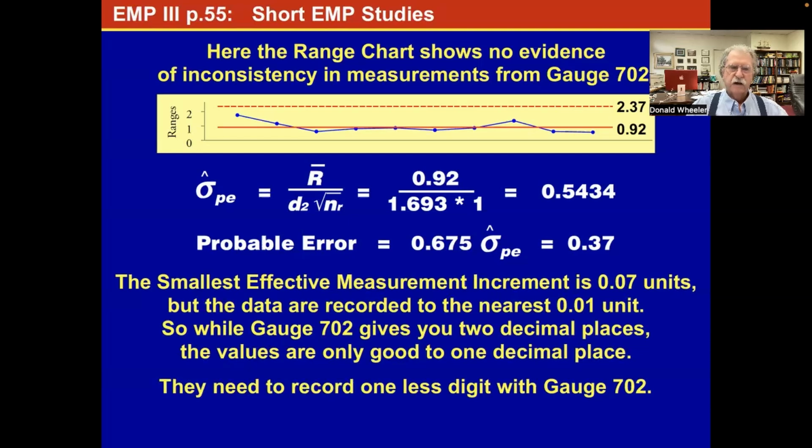So the smallest effective measurement increment is the probable error divided by 5. That's 0.07 units. So here, the data are recorded to 1/100th of a unit, but they're only good to plus or minus 7/100ths. So while gauge 702 gives you 2 decimal places, the values are only good to 1 decimal place. They need to record 1 less digit with gauge 702.